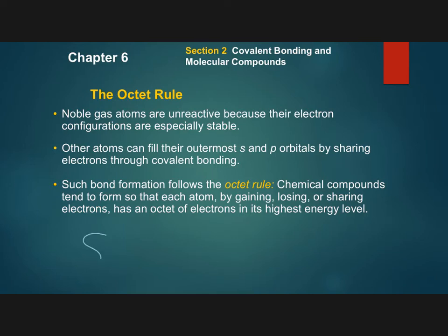So remember, in the S section you can have 2 electrons, and in the P section you can have 6, and together that will give you 8. So the magic rule is octet, which is the prefix for 8.